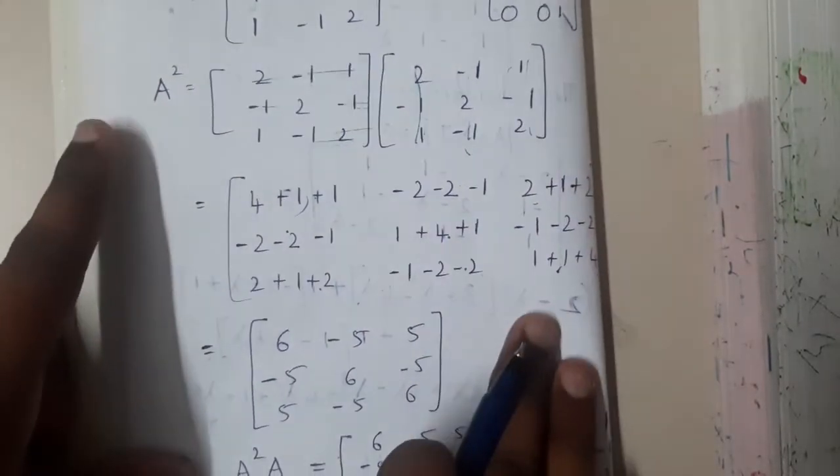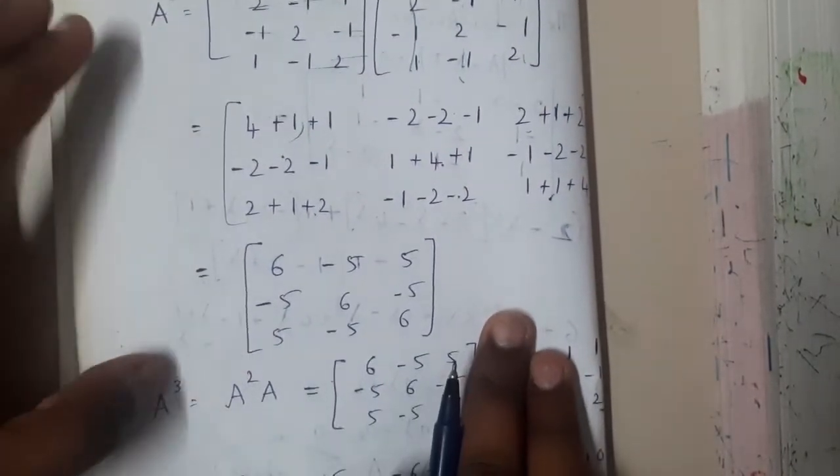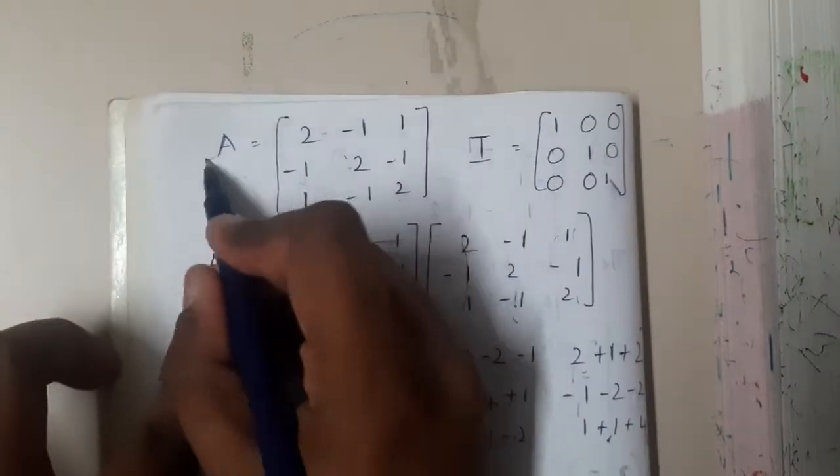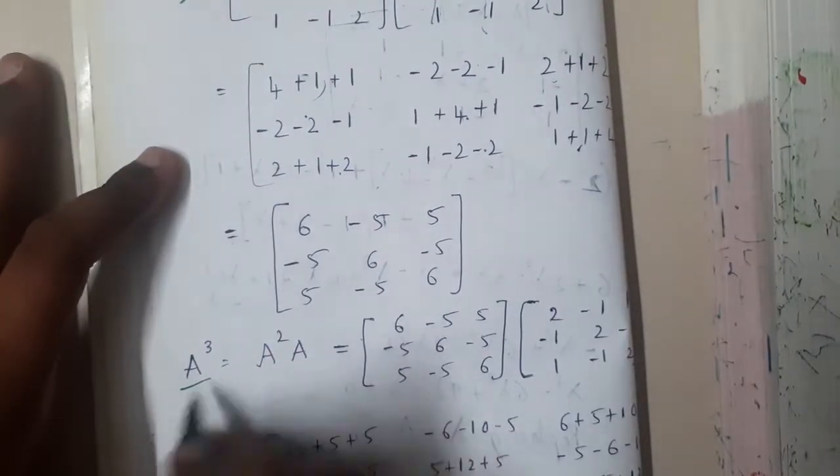Like that, you'll be doing the matrix multiplication. Please cross check it, guys. Okay. So once the matrix multiplication is done, now you know A value, A square value. So now let us find A cube value also.